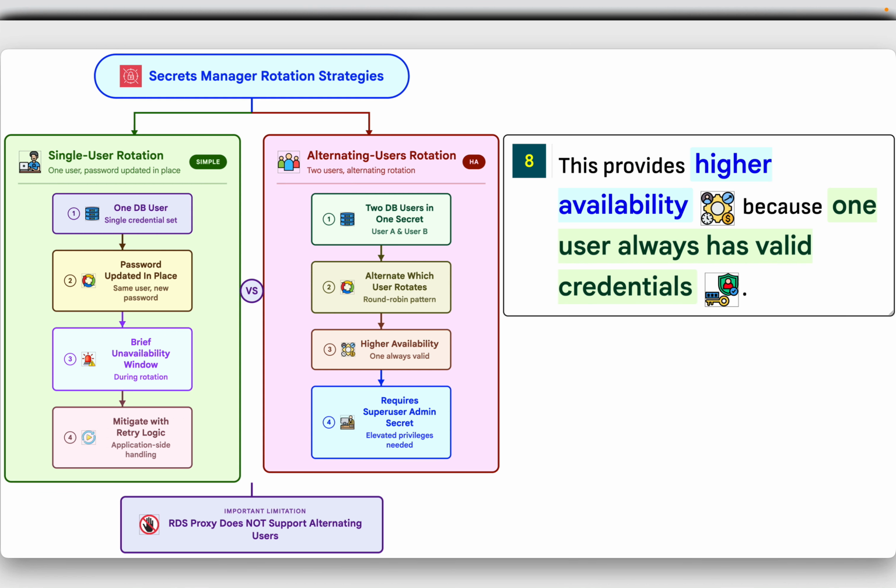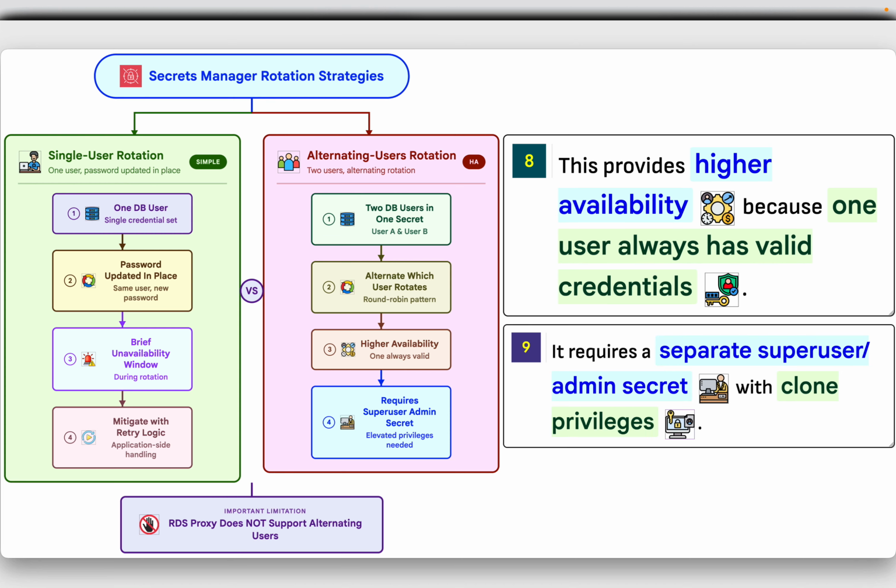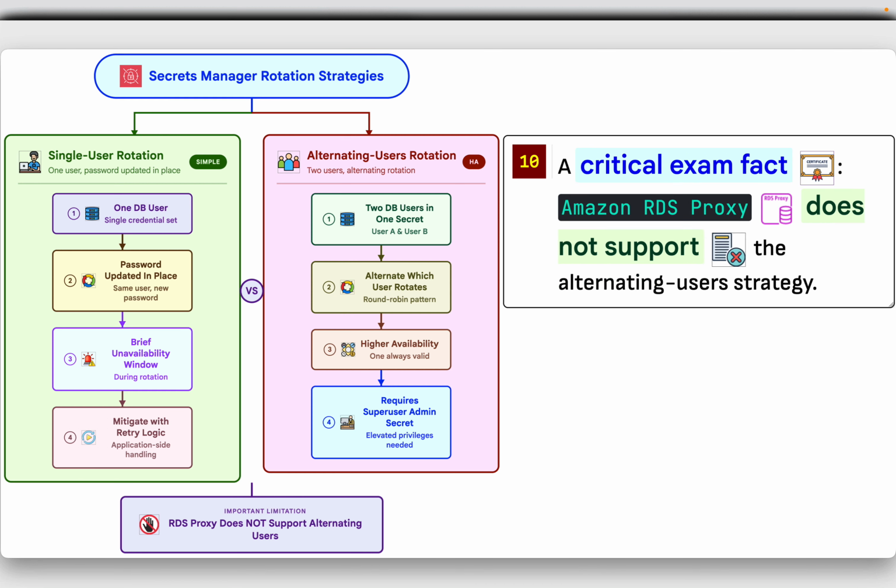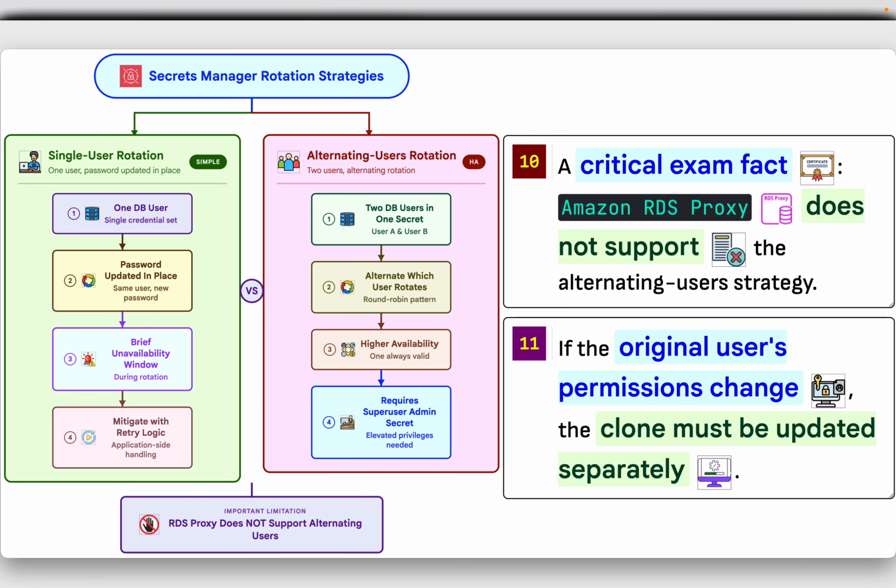So this provides higher availability because one user always has valid credentials. It requires a separate superuser/admin secret with clone privileges. One critical exam fact: Amazon RDS Proxy does not support the alternating users strategy. If the original user's permissions change, the clone must be updated separately.